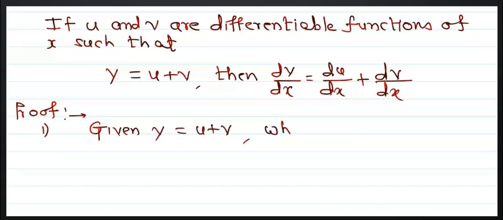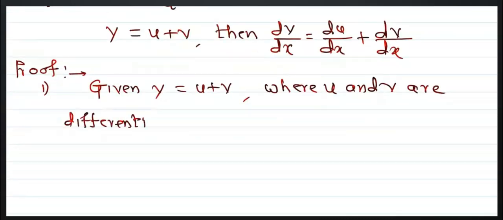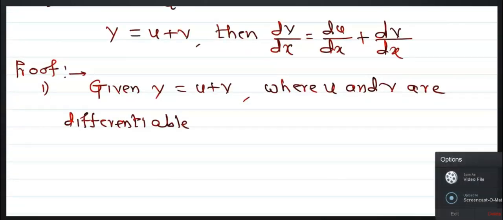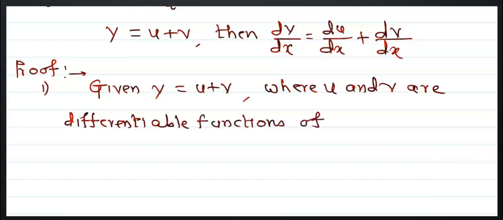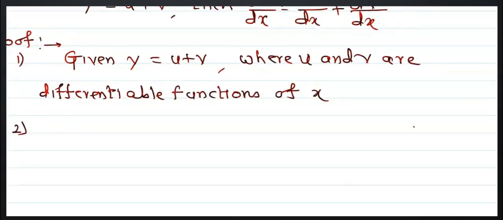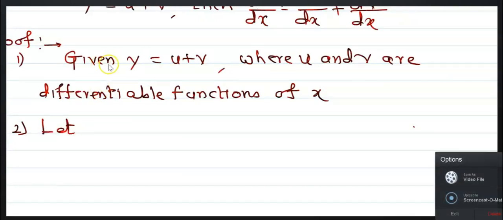Now I am writing this proof by giving the numbers to each step. That is, given y is equal to u plus v, where u and v are differentiable functions of x. You have to write this line. y is equal to u plus v, that is the sum of the two functions, that is u and v. These are the two functions of the variable x.